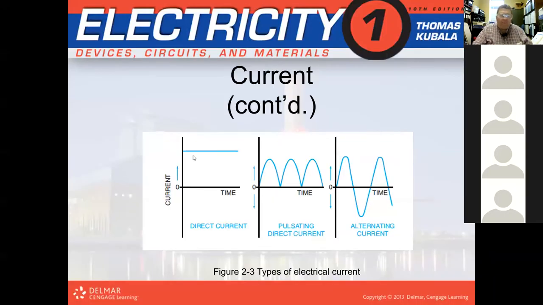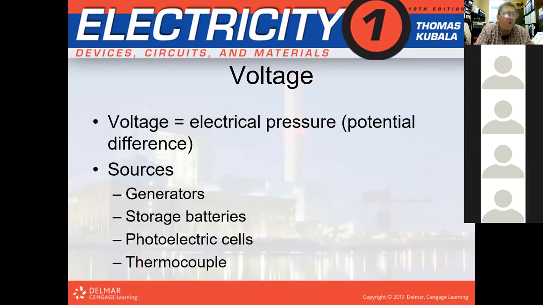Now we're back to the PowerPoint. You see it again? Yes, sir. Now moving right along. Voltage means electrical pressure, and generators produce it, batteries produce it, photoelectric cells produce it in solar fields. Solar cells take sunlight and generate voltage out of that, and it's DC coming off a solar field, and then they invert it back to AC so it can be used. And thermocouples are sensors that we use to detect how hot something is.